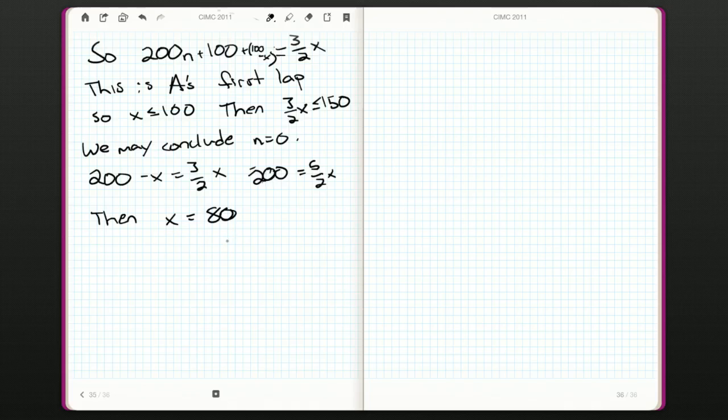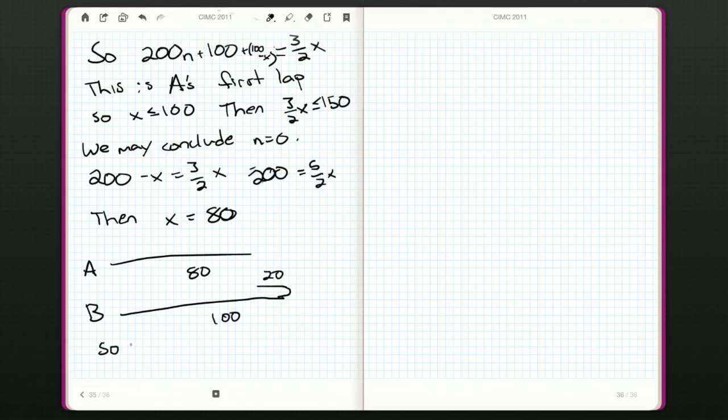That means Betty will have to have gone 120. She's gone 80. She's gone 100. And she has to come back and meet this little bit, 20. So it all works out. And that's just Alice's first lap.